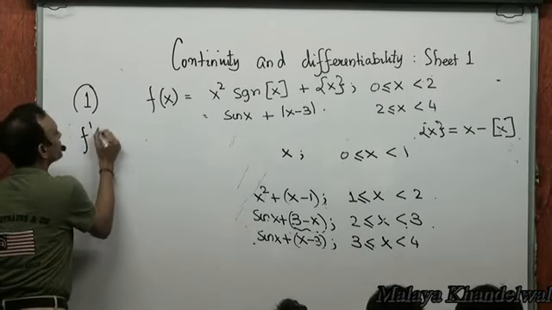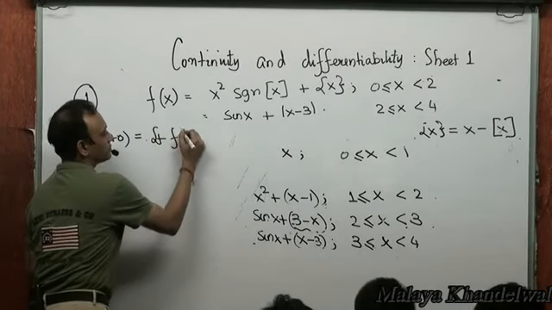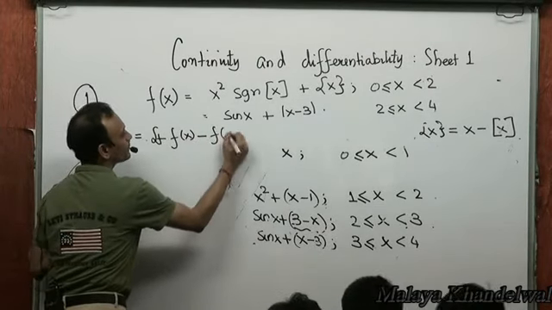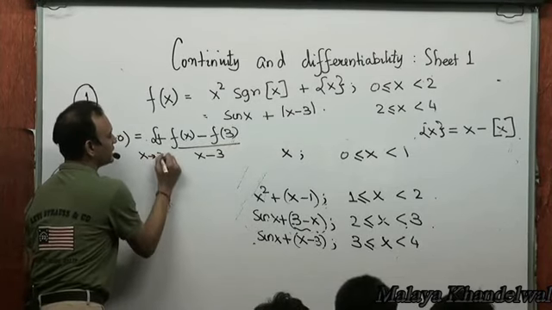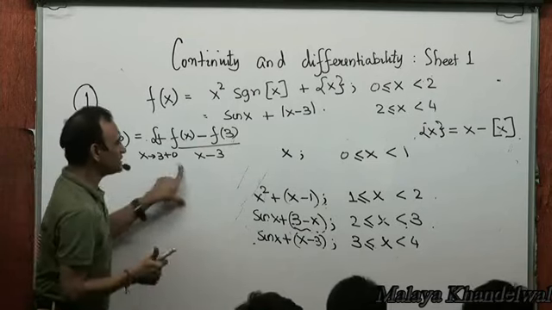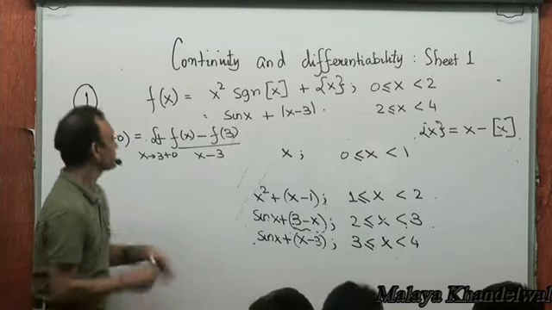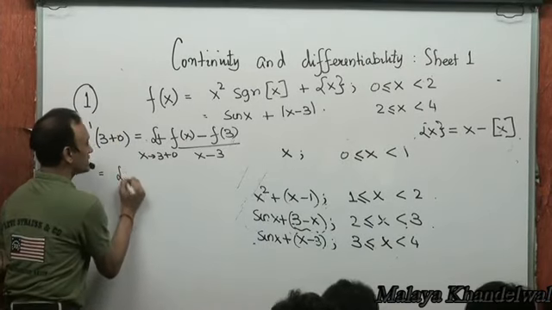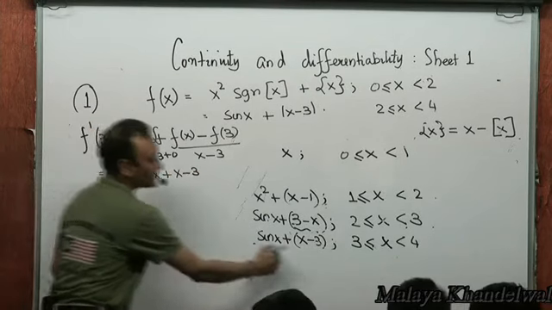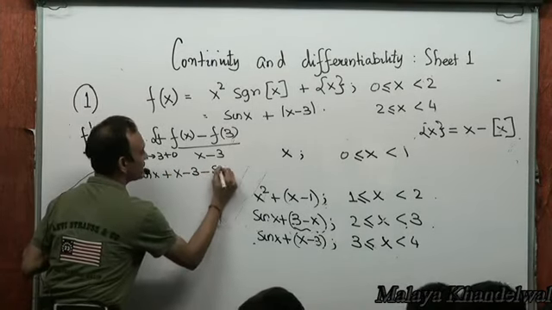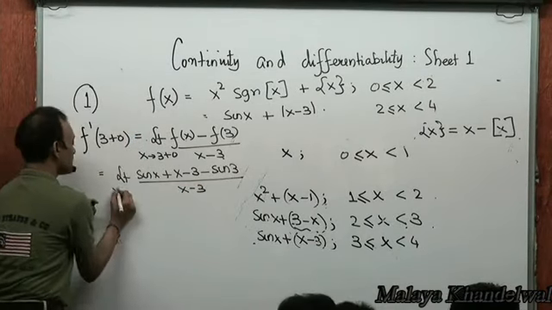f dashed 3 plus 0 is defined as f(x) minus f(3) by x minus 3 as x tends to 3 from the greater than 3 side. When x is greater than 3, this is the description of f(x). So this is like sin x plus x minus 3, and f(3) is sin 3 like before, divided by x minus 3 as x tends to 3.